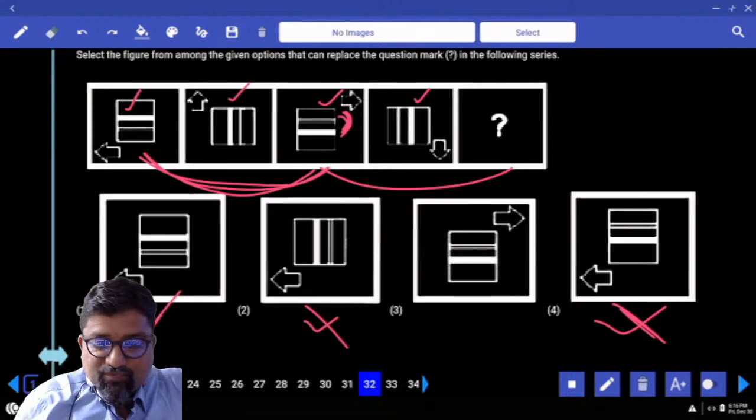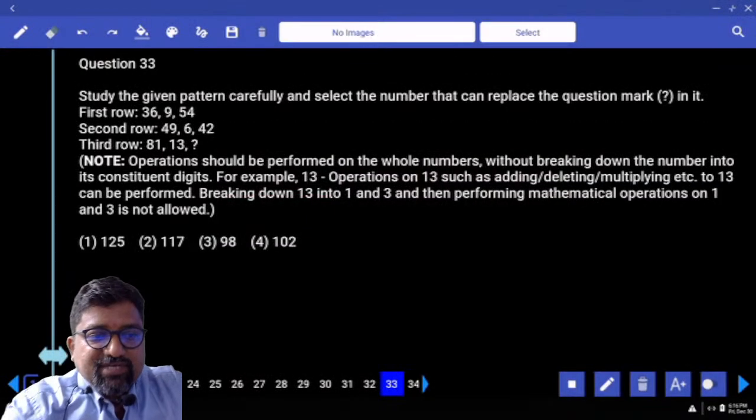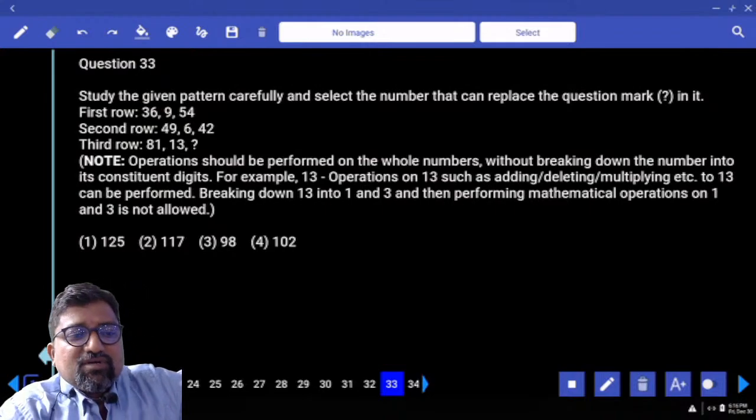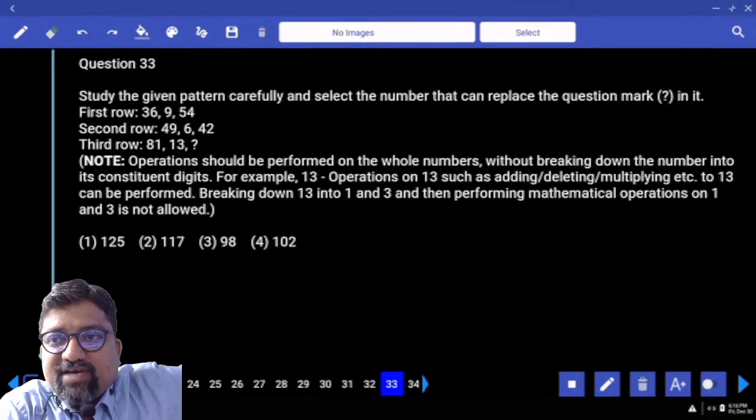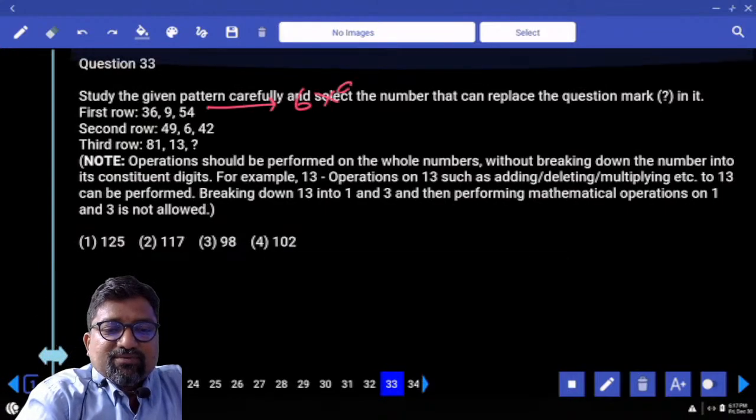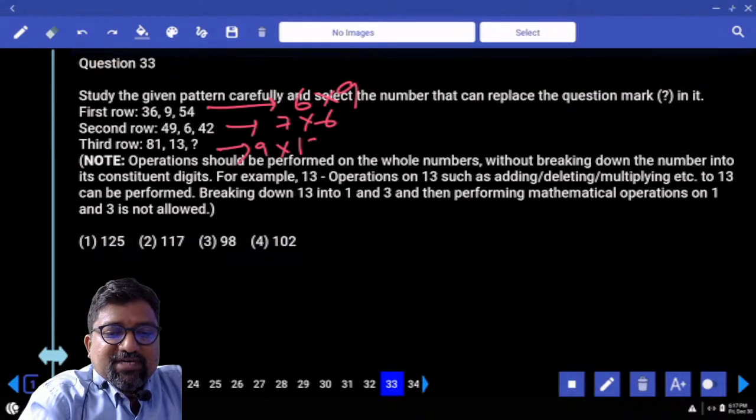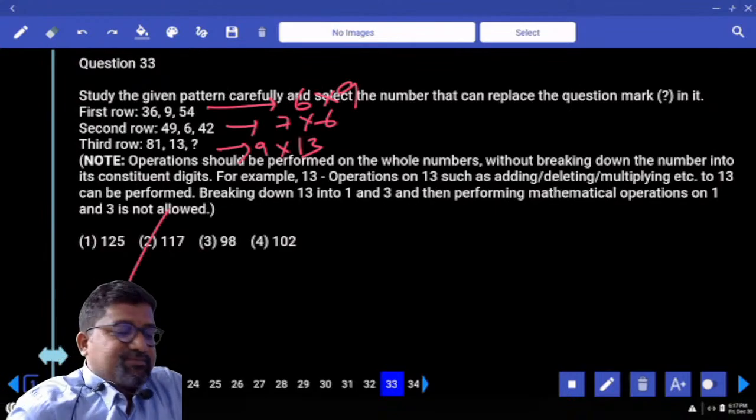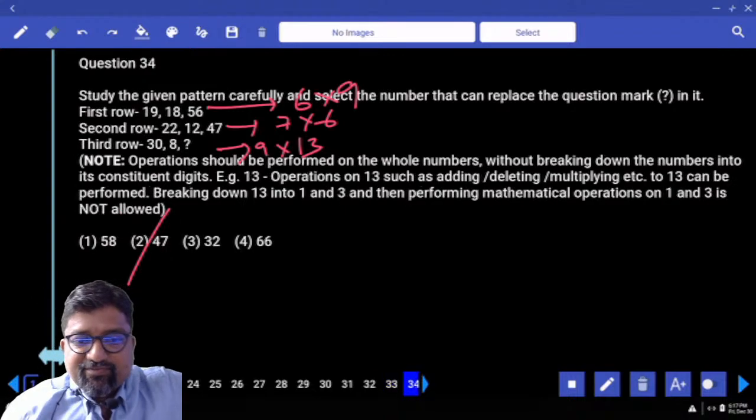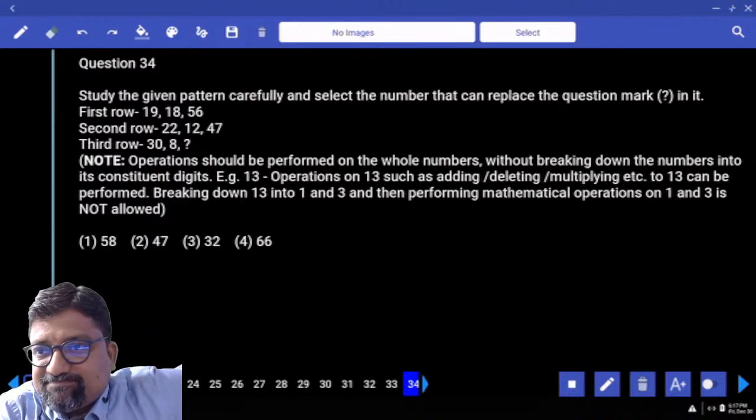Yes. Let's go for question number 33. What's happening with question number 33? Now, first row, second row and third row. 36, 9 and this is 54. So, 6 times of 9 is 54. Right? 36 is a square. So, how will I do this? 6 into 9. Is 7 into 6. Here it is 9 into 13. What is 9 into 13? 117. Clear? This was pretty easy. 54 is very easy. This is a bit tough. This is not that easy.